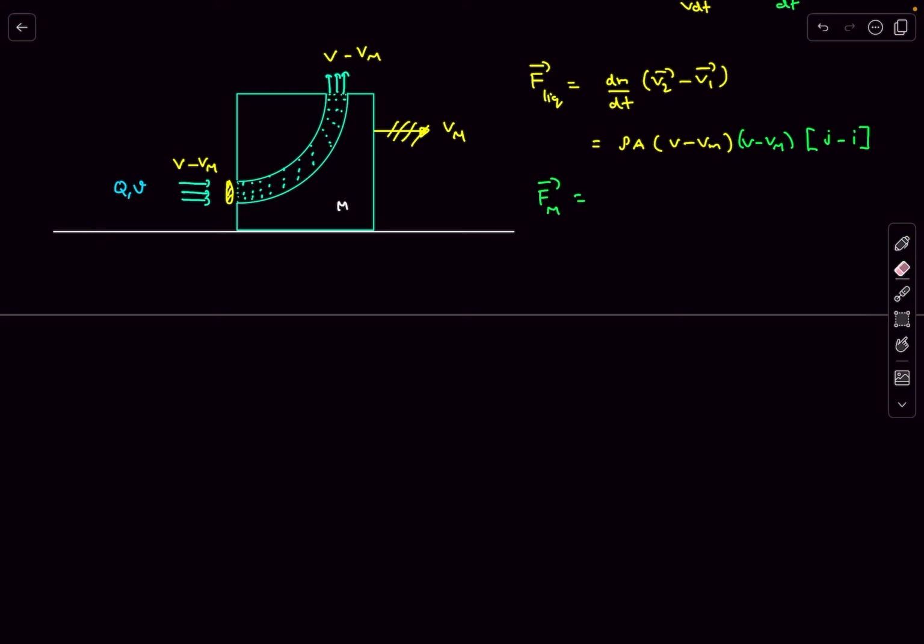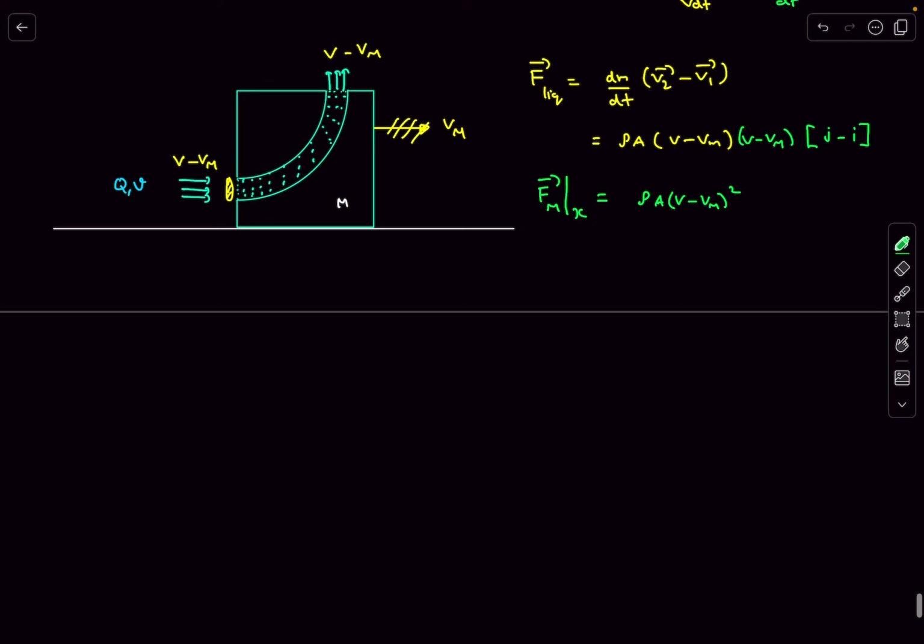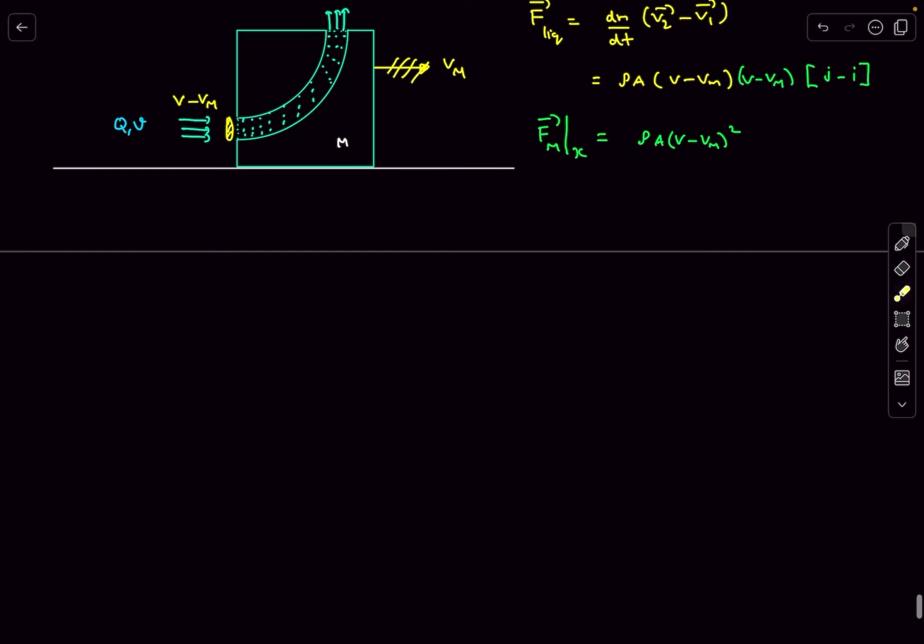So I'm just going to consider the x component of it, because we are interested in the x direction motion. So that will just be rho a times v minus vm squared. So this is the final force that acts on the mass capital M as a function of vm. Here if you observe, initially vm was 0, so the force is rho a v square. But the force keeps on decreasing as the block moves towards the right.